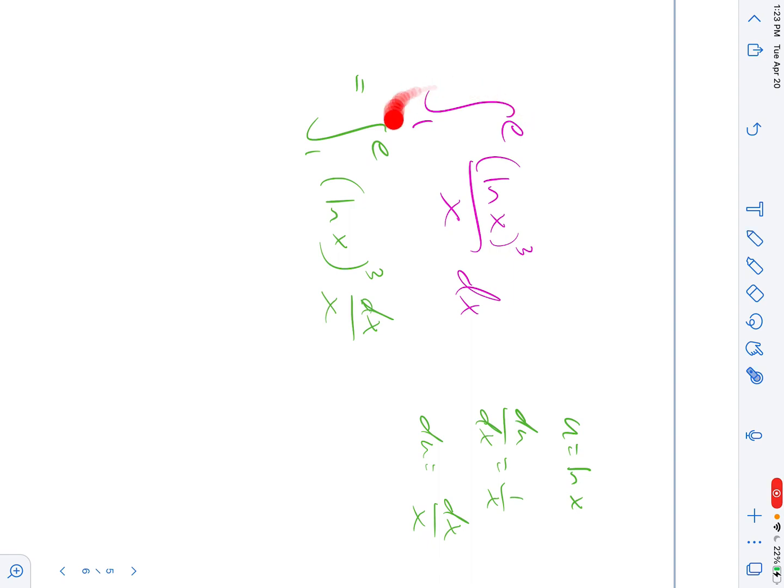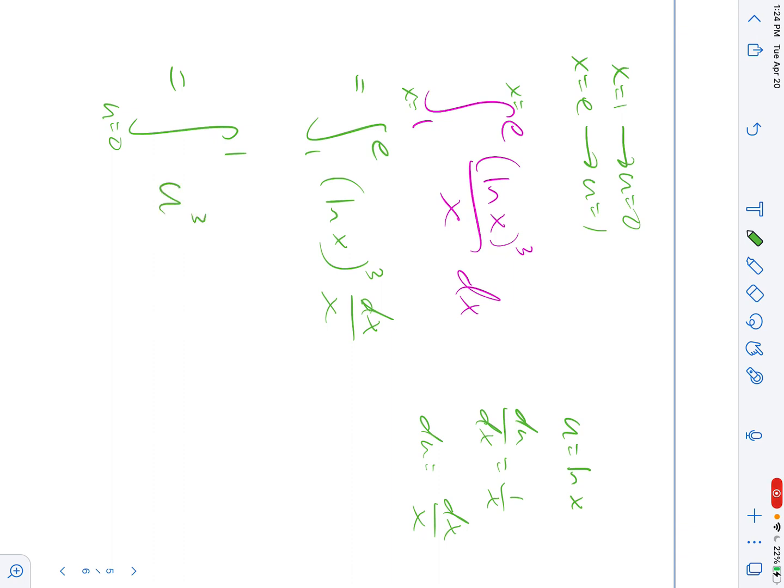Let's note that these bounds were for x. So if x is equal to 1, u is its natural log, which is 0. If x is equal to e, u is its natural log, which is 1. So if I make all those substitutions, u is now going from 0 to 1.